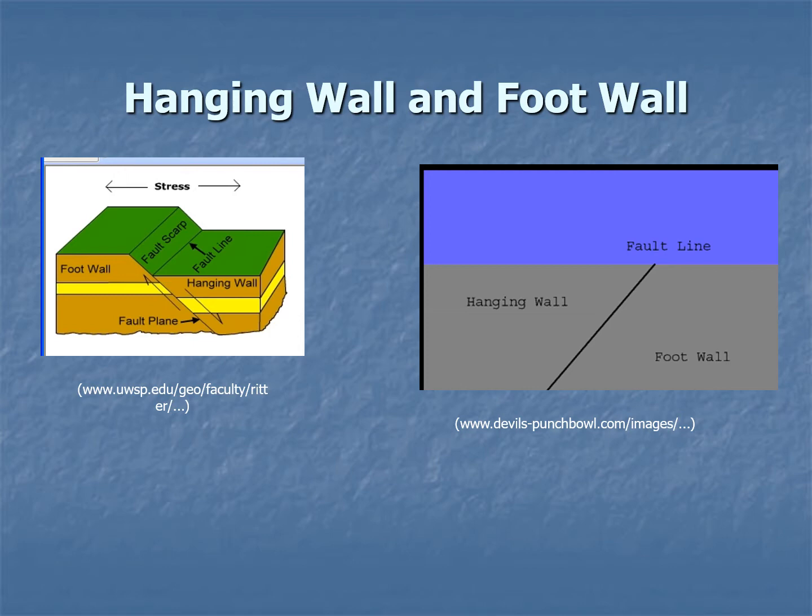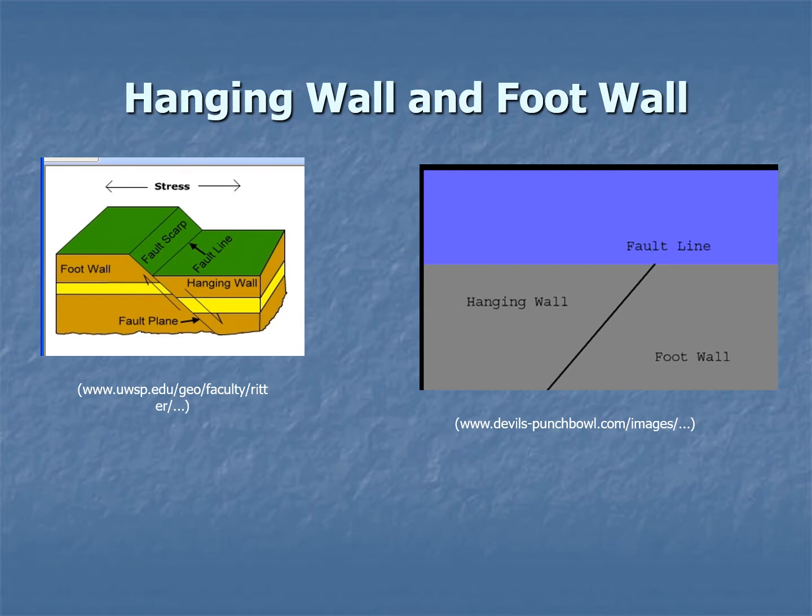So look at the yellow. We're going to say that's a layer of sandstone that has now been offset by movement on this fault during this earthquake. So how might we describe the movement of the hanging wall? The hanging wall here has dropped down relative to the footwall.